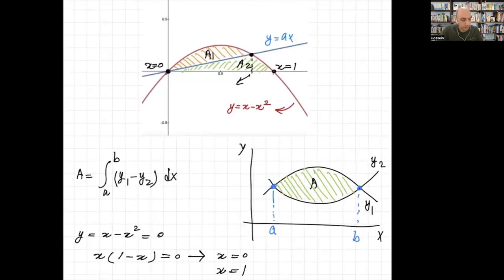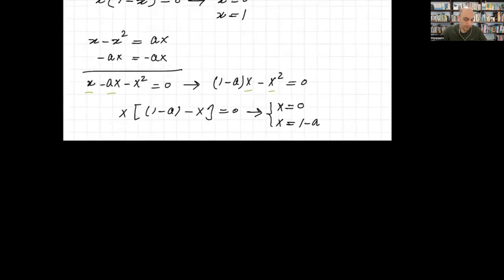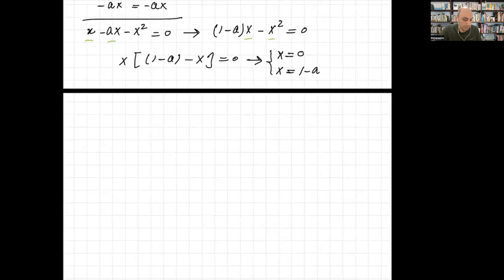And you can also see that on this graph. The intersection of this line with the parabola is two points. We have one point here, x equals 0. The second point is 1 minus a. So, go to the new page. Knowing that, we can find the area above the straight line, A1.